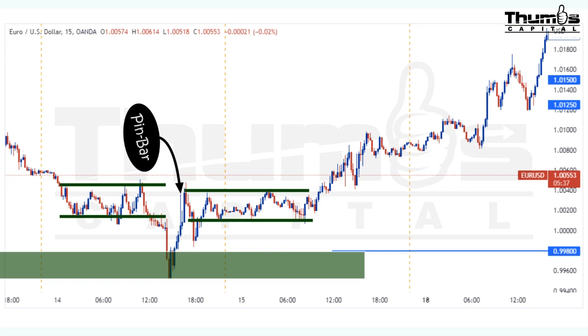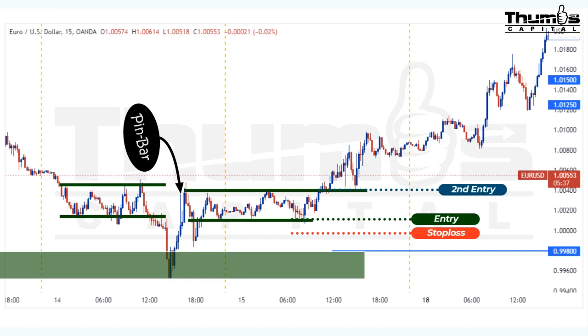An aggressive entry will be right here at the lower boundary of the range with stop loss a few pips away from the boundary. The stop loss can be set using IBDA price for safety, and the second entry or conservative entry will be at the break and retest of the channel right here. Stop loss will still be a few pips away from the lower boundary.